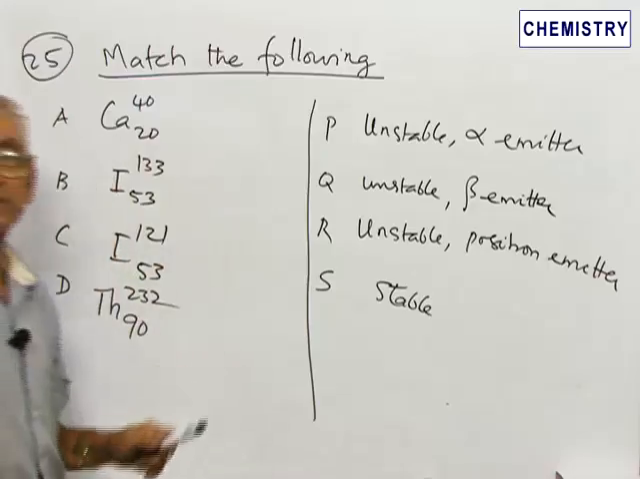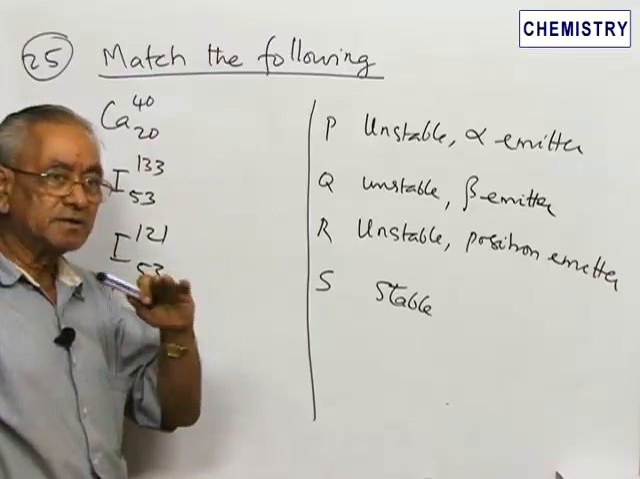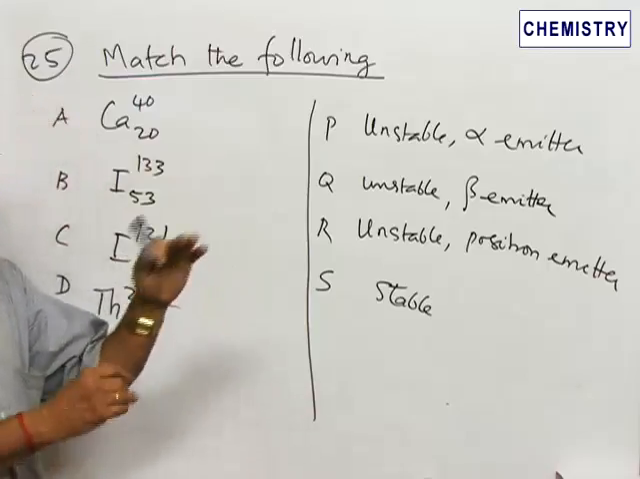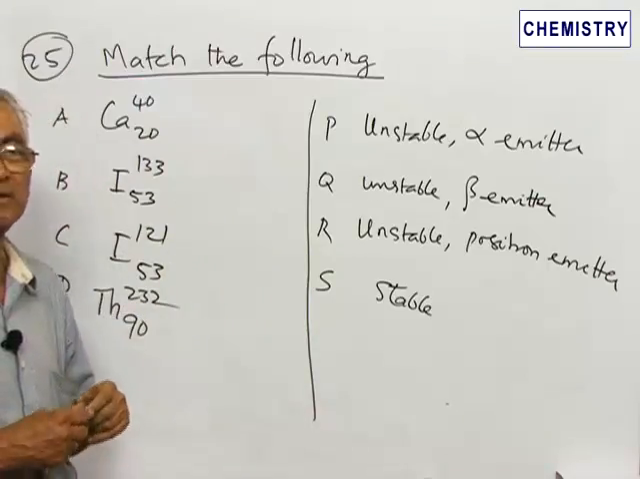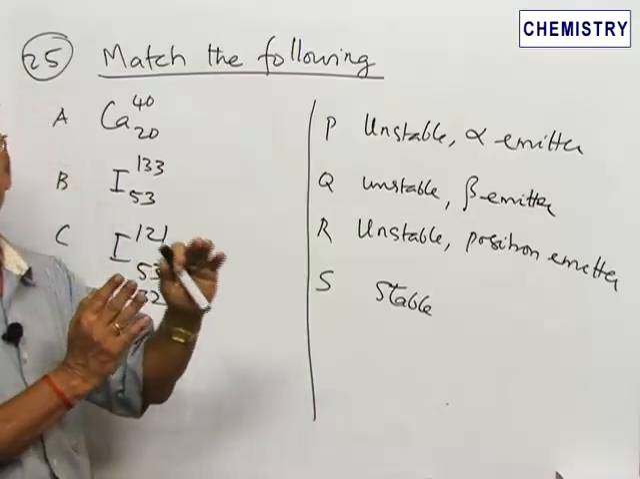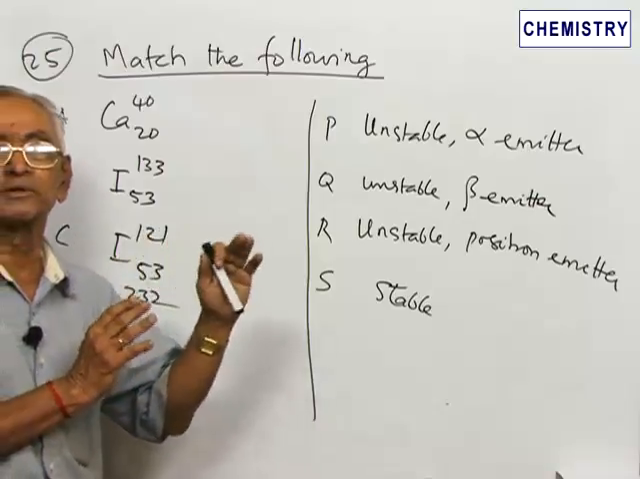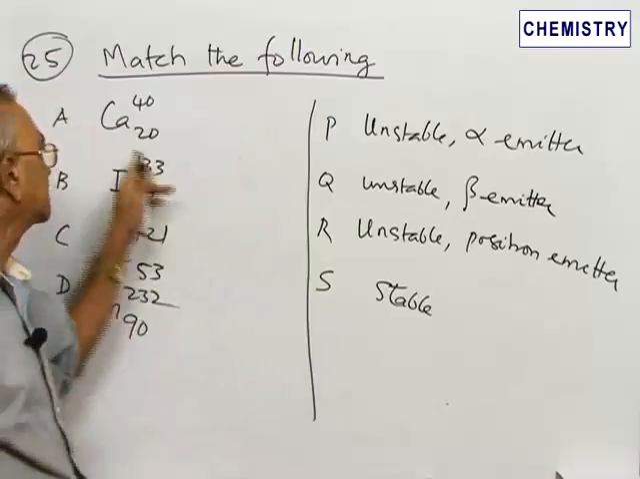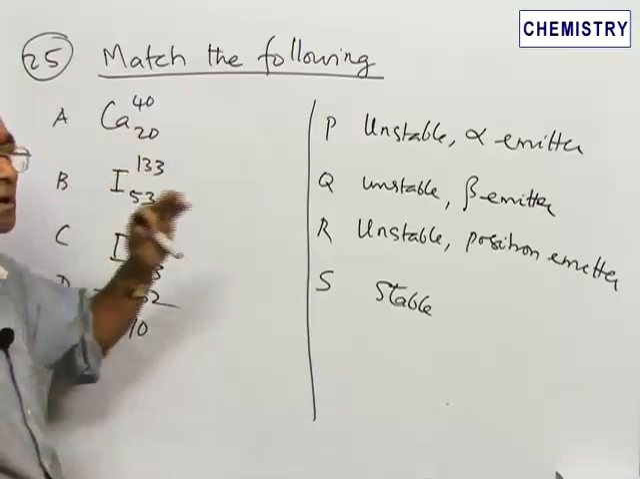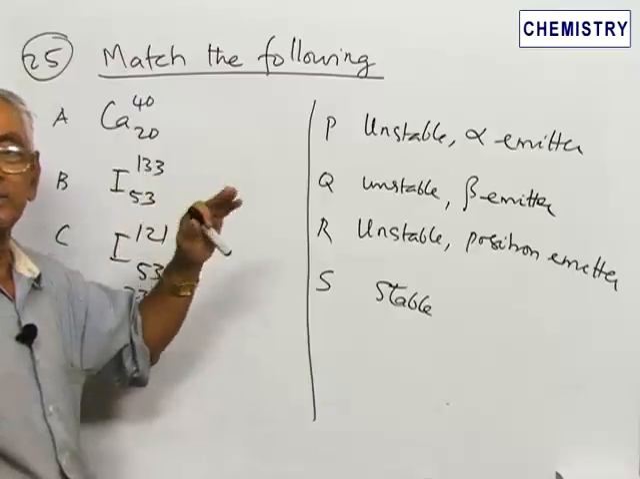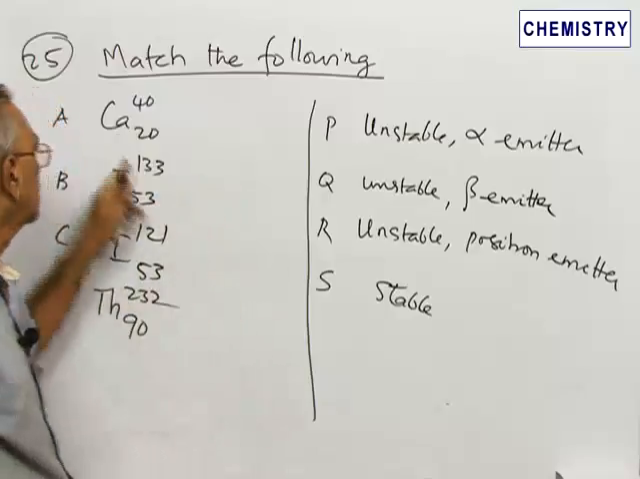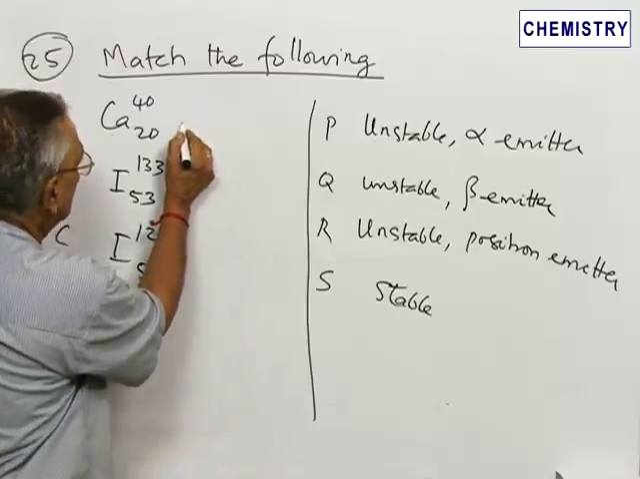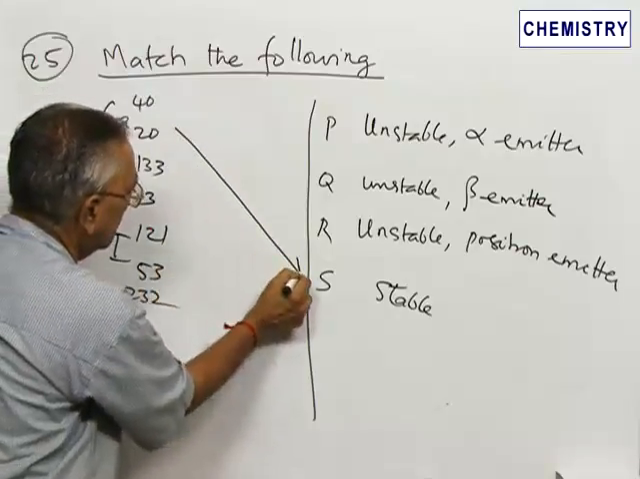As far as calcium is concerned, the neutron proton ratio is almost equivalent to 1. That means there will be as many neutrons as there are protons in the nucleus. Therefore, it forms a very stable nucleus, calcium. Up to calcium, the N by P ratio is almost the same, and therefore it forms a very stable nucleus. Therefore, the corresponding matching for this will be S.